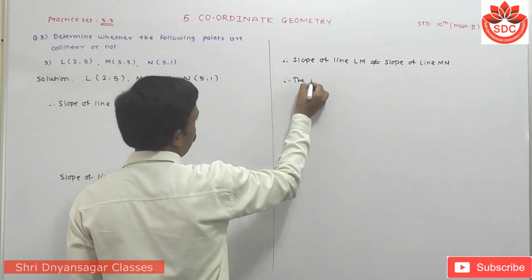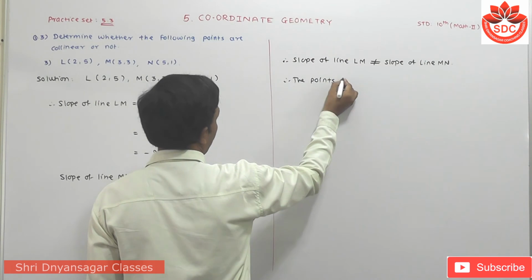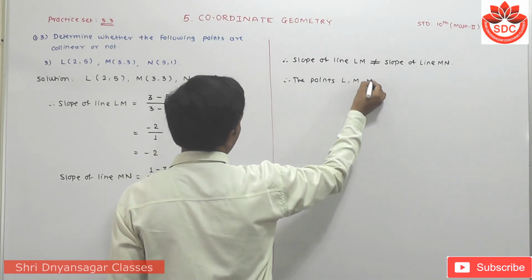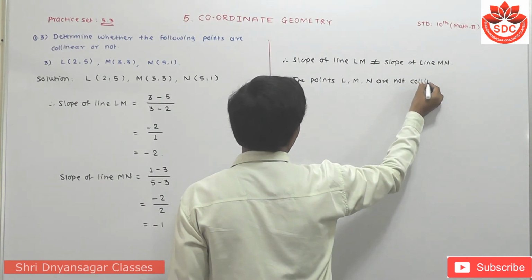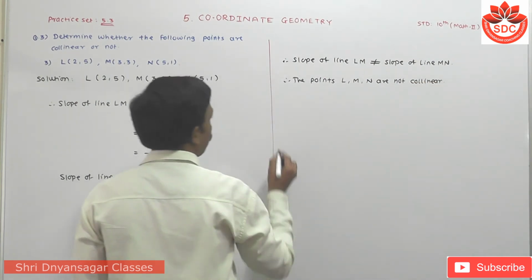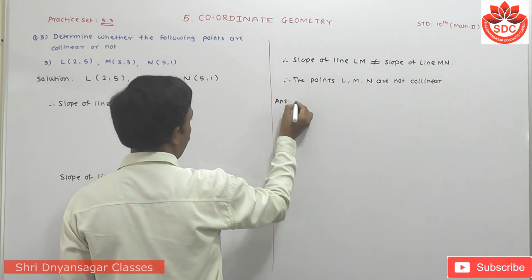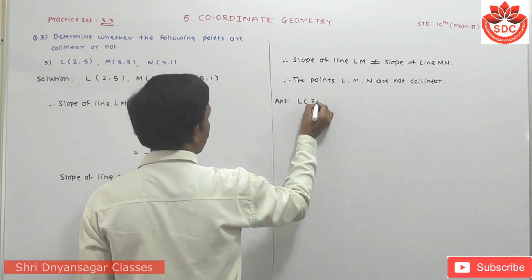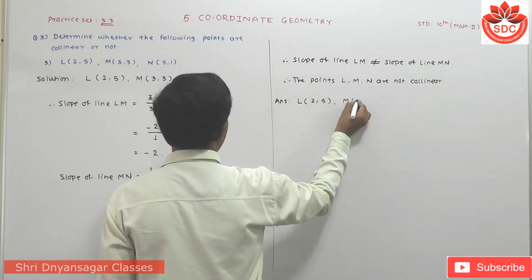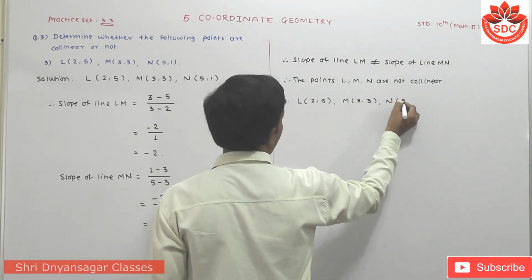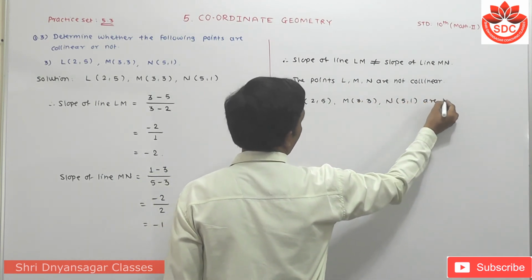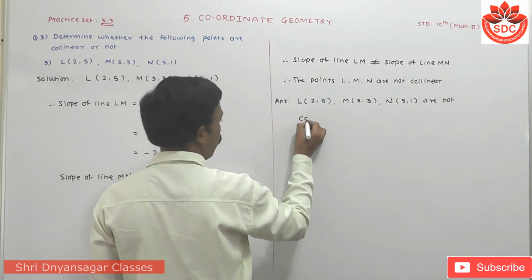Therefore, the points L, M, N are not collinear. Therefore, answer in full sentence. Answer: L having coordinates 2, 5, M having coordinates 3, 3, N having coordinates 5, 1 are not collinear.